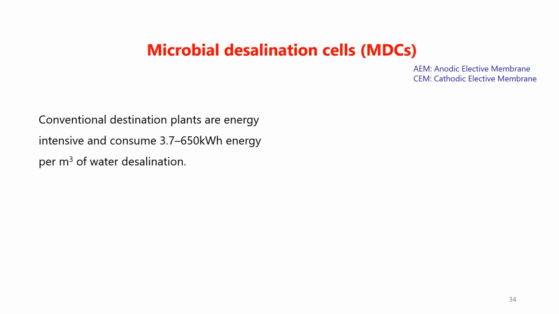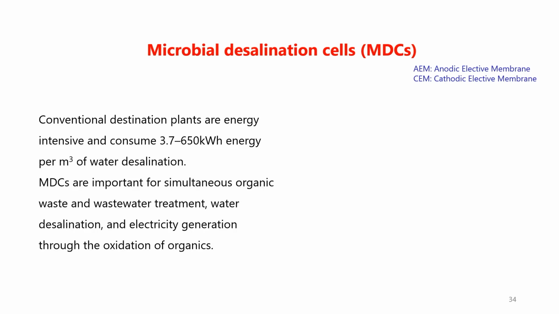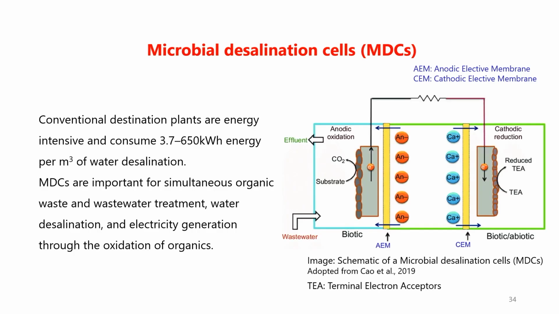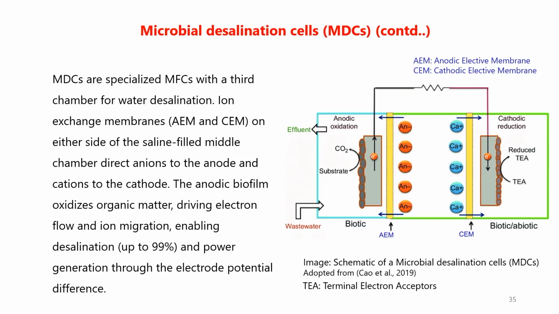Let us now discuss the microbial desalination cells or the MDCs. Conventional desalination plants are energy intensive and consume roughly around 3.7 to 650 kilowatt hour energy per cubic meter of water desalination. MDCs are important for simultaneous organic waste and wastewater treatment, water desalination and electricity generation through the oxidation of the organics. So, here is a schematic of a microbial desalination cell which is adapted from Cao et al. 2019.